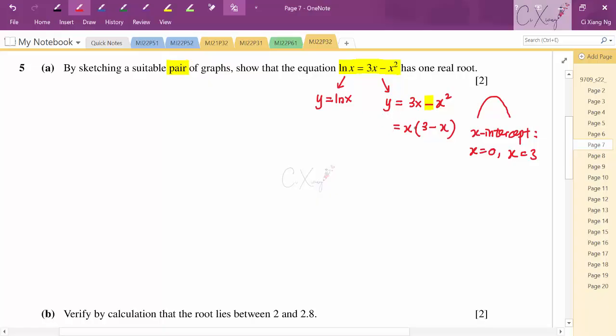So from here we know all this information. We have the parabola, which is N-shaped because of the negative, and when we factorize it, we can see that the x-intercepts are x equals 0 and x equals 3. Okay, so now we can start sketching the graph.